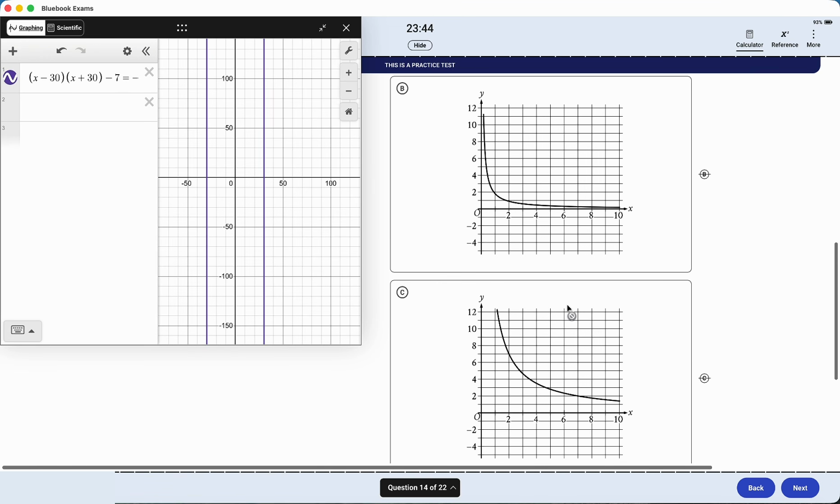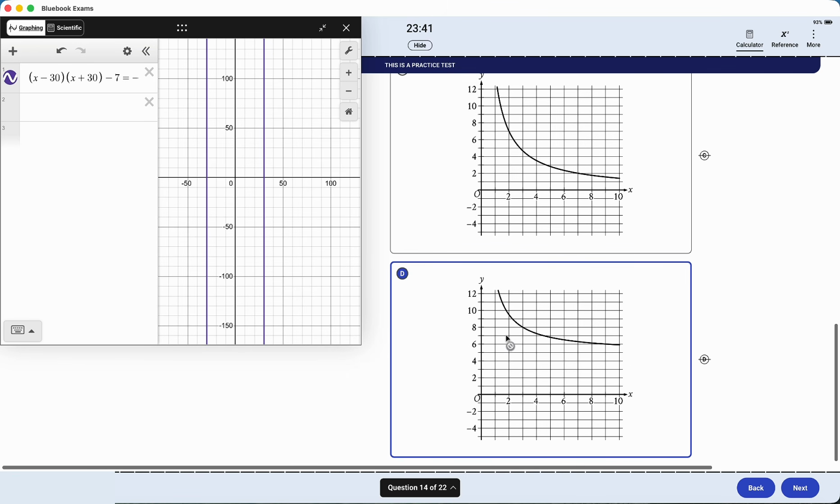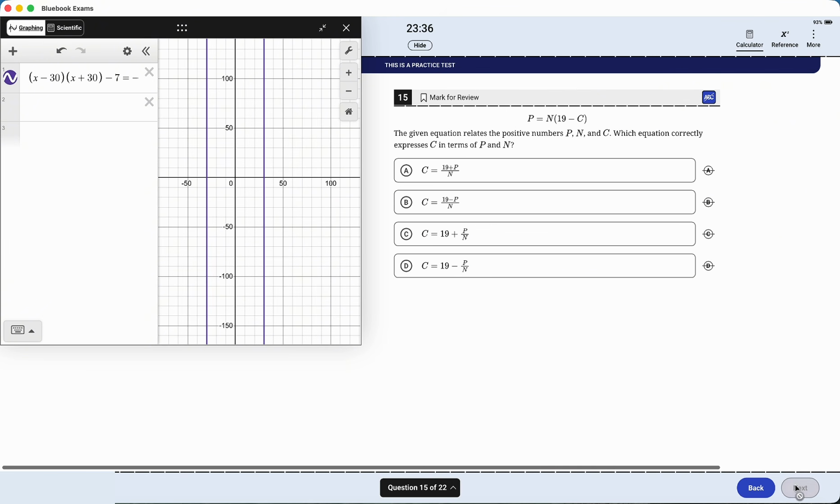So not A, that doesn't have it. Not B, not C. D, right? This is the only one that looks like it's flattened out around 6. So that would be it for 14.